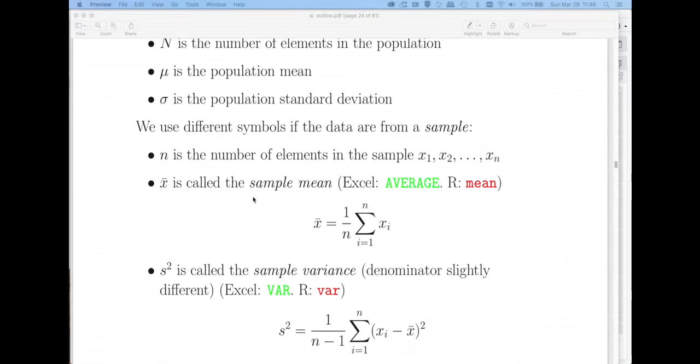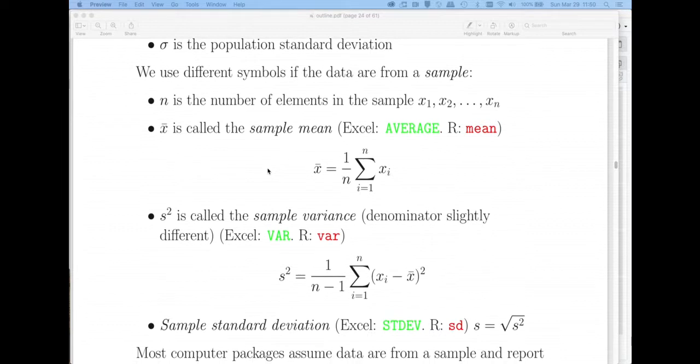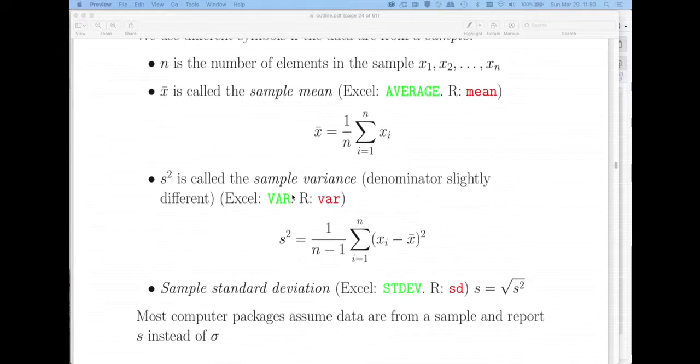So the first thing we're going to do is use little n, and reserve little n in this class to indicate the sample size, so the number of elements or units that we've sampled. X bar is going to be our sample mean. Turns out the sample mean that we'll use is computed exactly the way the population mean is computed. Just add up the values, divide by n.